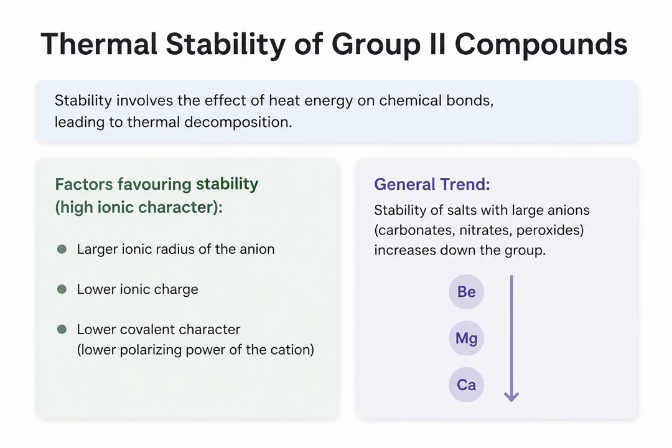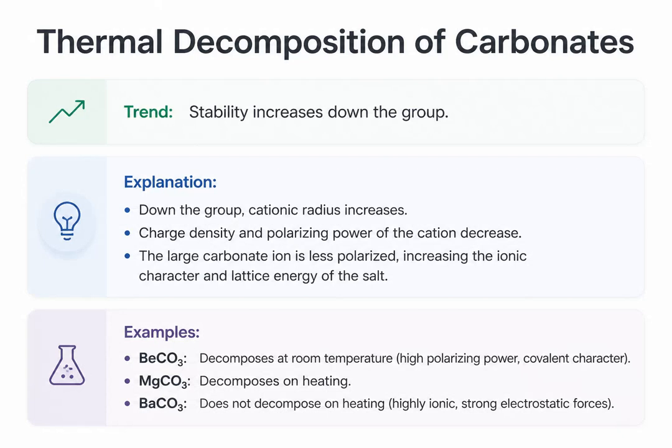Moving from physical dissolution to chemical breakdown, let's discuss the thermal stability of group 2 compounds. When we heat these salts, we aren't just melting them, we are trying to break their chemical bonds in a decomposition reaction. Stability is favored by high ionic character. If a bond has too much covalent character, it's easier to break with heat. The general rule is that for salts with large anions, like carbonates and nitrates, thermal stability increases as you move down the group. Let's look at the carbonates as a prime example of this stability trend.